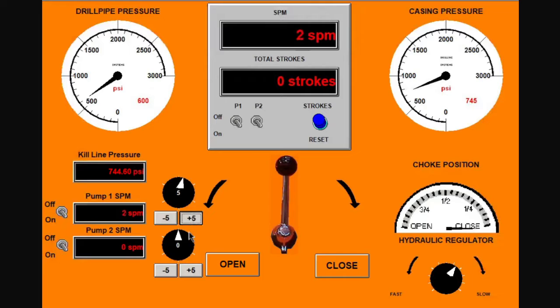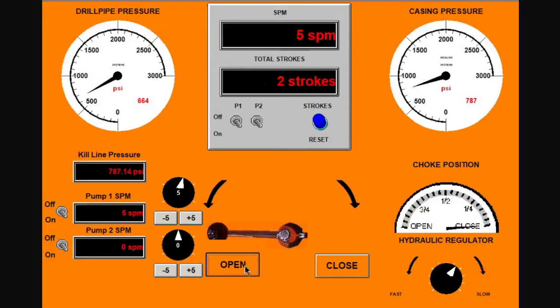So 5 strokes per minute. Going to start opening the choke, trying to keep kill line pressure constant around 800 psi, including 50 pounds of overkill in the system. Okay, opening the choke. So choke is open.